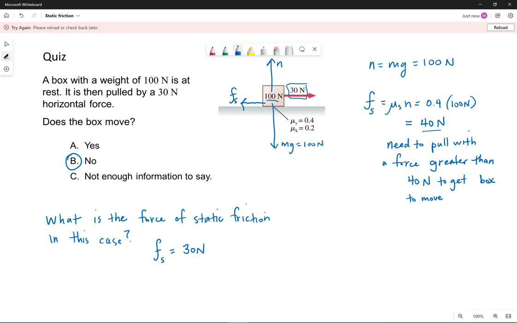I'm going to do a couple more example problems in separate videos just to give a little more practice. So go through those and make sure you understand how to approach problems with static friction.